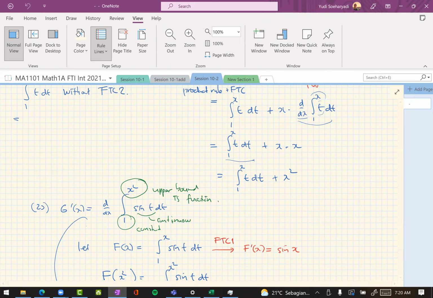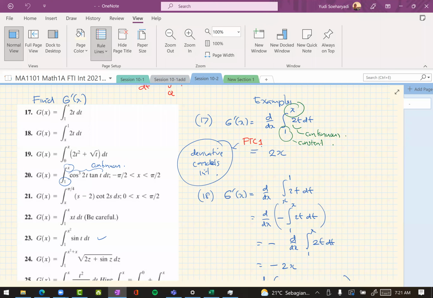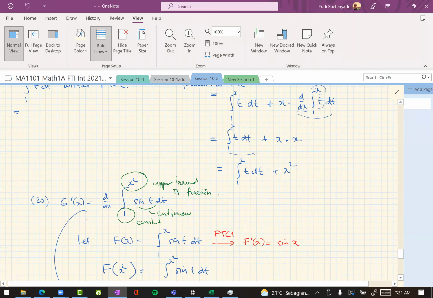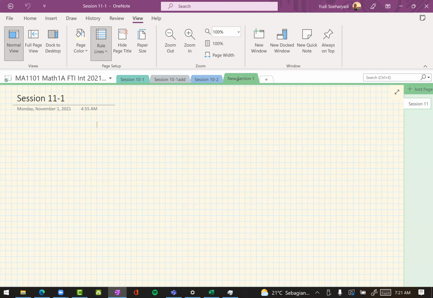So recall what we had last time: computing functions written in terms of integrals. This is what we did, mostly that kind of problem. Finding the intervals for the functions being increasing, decreasing, up and down, based on derivatives. So again, you are taking the derivative of functions in terms of integrals. All right, so let's continue with some more examples.